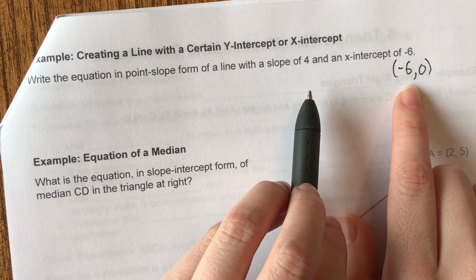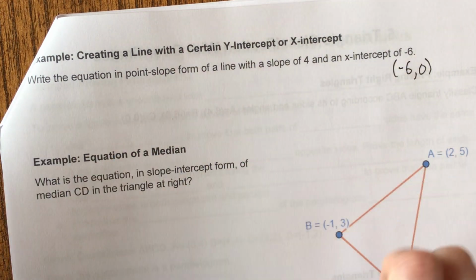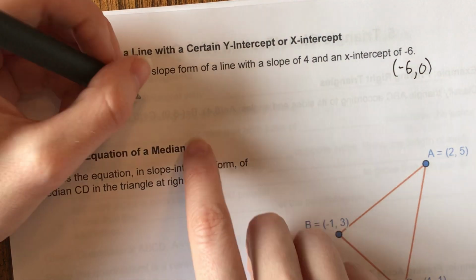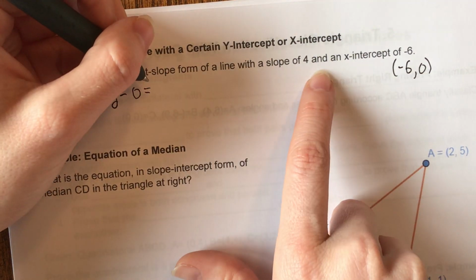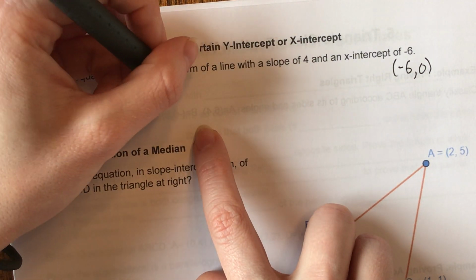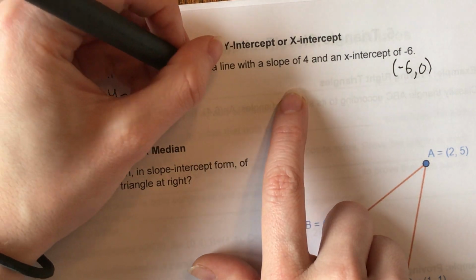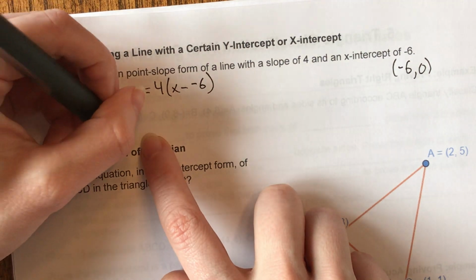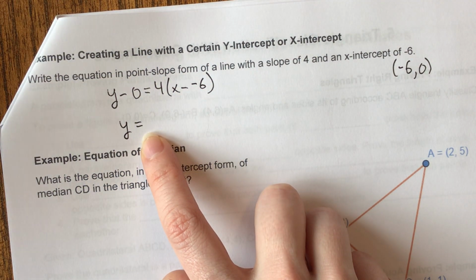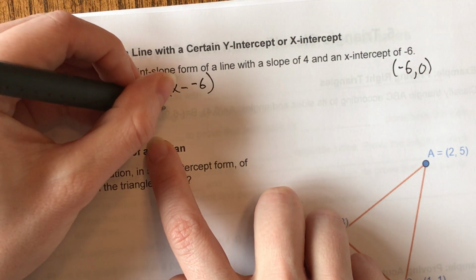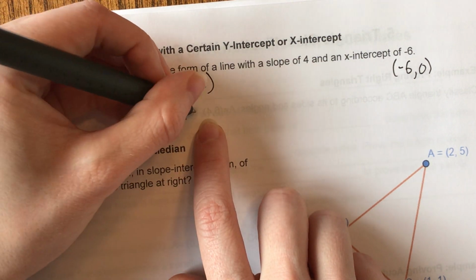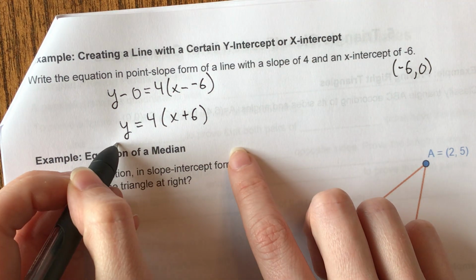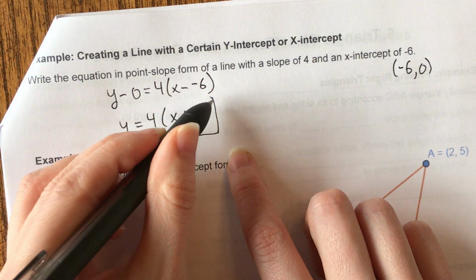So we've really been given a point and a slope. It just was written a different way. So we're going to use point slope form. y minus y1, which is 0, equals our slope of 4, parentheses, x minus x1, which is -6. And then we can clean that up a little bit. We don't need a -0. We can call that y equals, because -0 doesn't do anything. And here we've got 4 parentheses x plus 6, because minus negative is a plus. And we're done. That is our equation, because all it wanted there was point slope form.